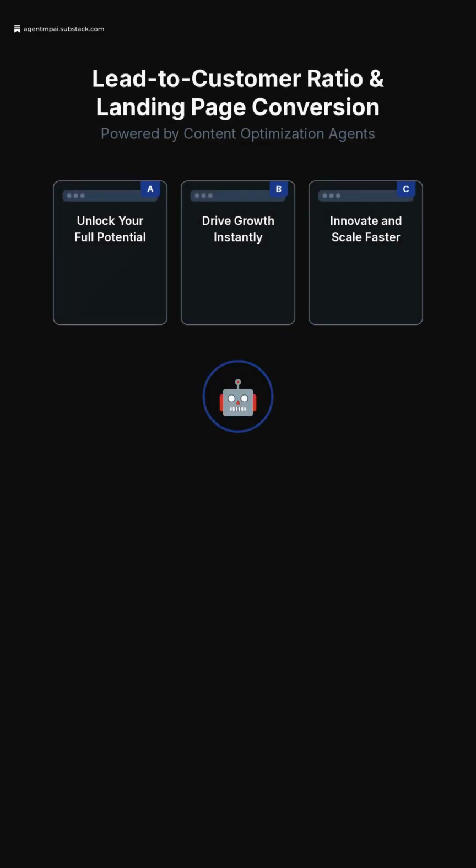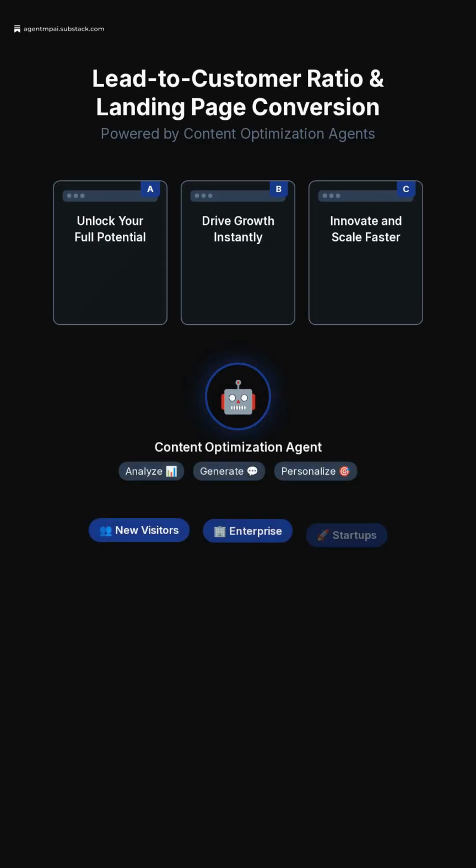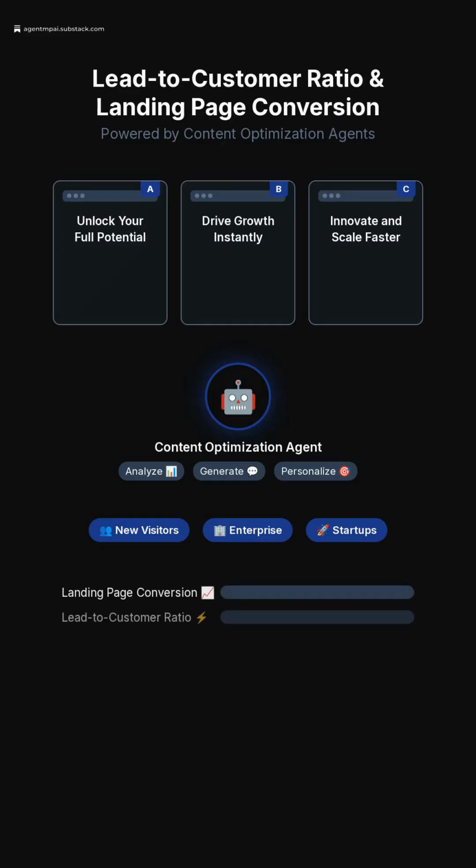Lead to customer ratio and landing page conversion rates depend on messaging that resonates. Here, CXOs deploy content optimization agents that analyze performance data, generate headline and copy variations, and even personalize landing pages dynamically based on visitor segments. The agent runs continuous experiments at a pace no human team could match.